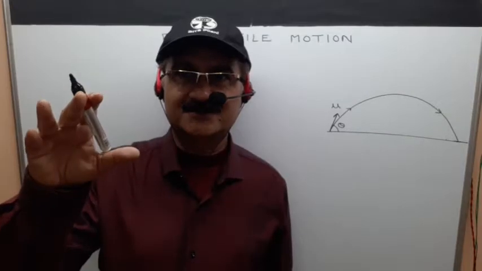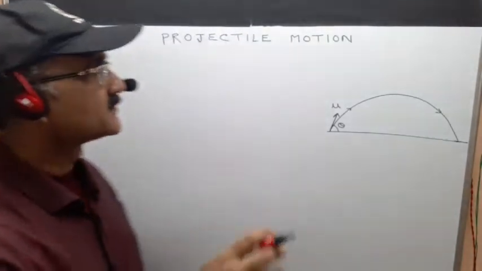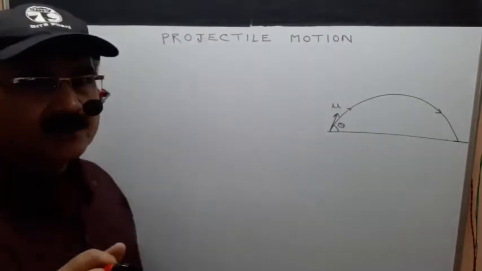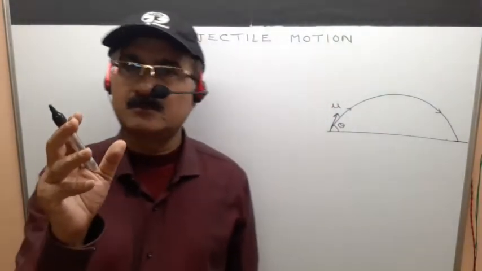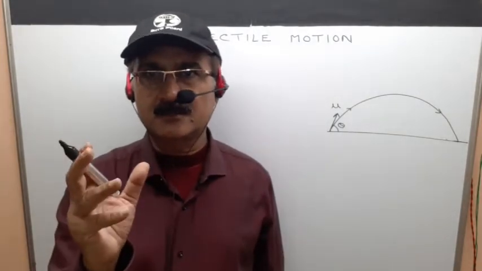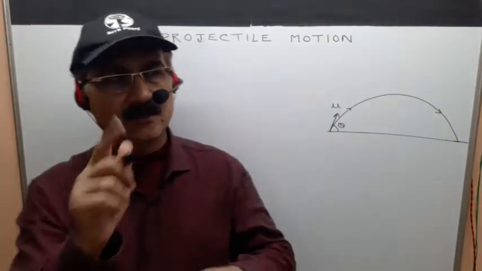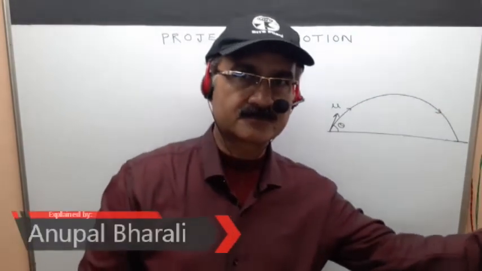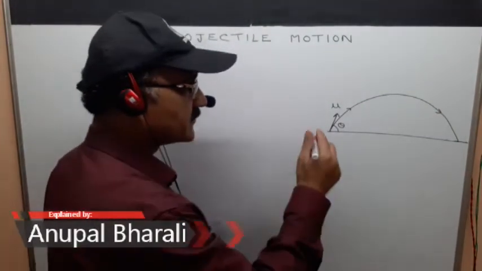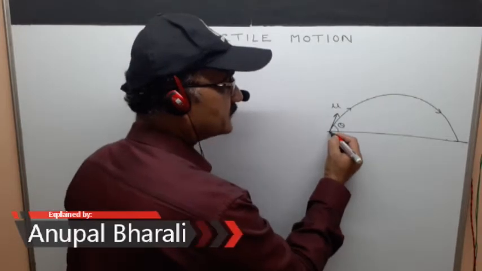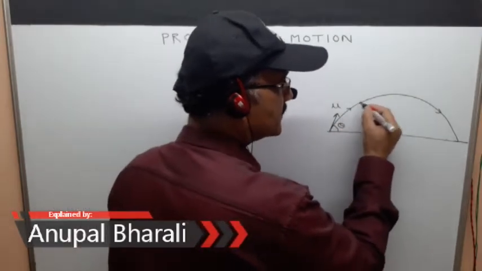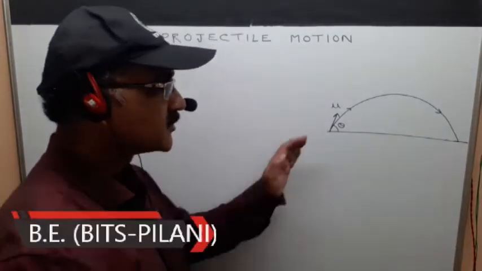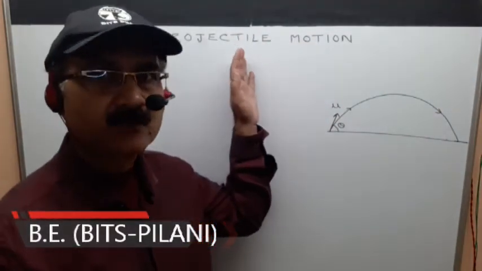Hi students, today's topic is projectile motion. Say we have a ball in our hand, a cricket ball. When we throw it, we see that it goes along a path like this. So if we throw a ball from the ground, it traverses a path like this. This motion is called projectile motion.